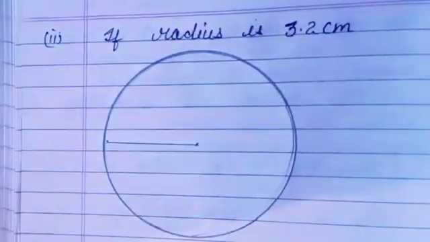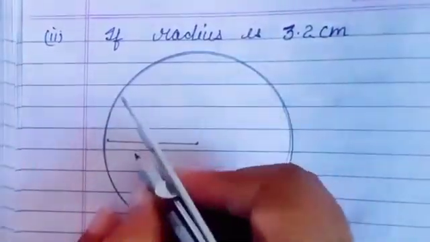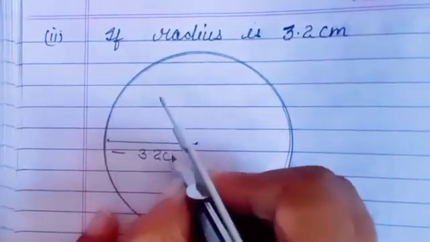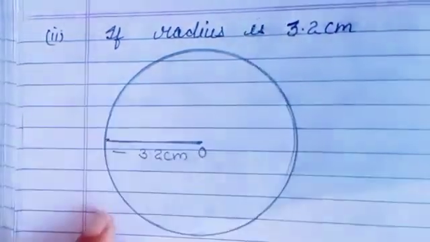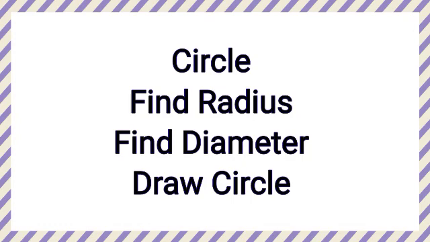Now you will simply rotate this. Right? This is the circle of radius 3.2 centimeter and this is the radius of this circle and this is the center. Clear? So students, today in this video we have discussed the circle. We also found diameter and radius of a circle and we have also discussed how to draw a circle.